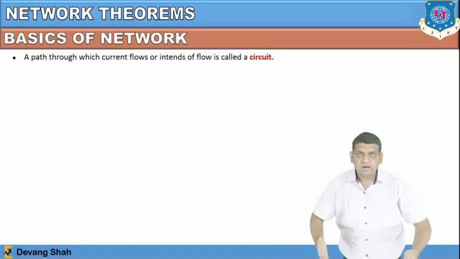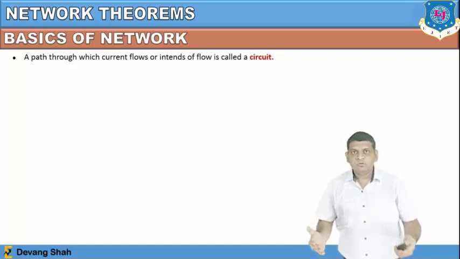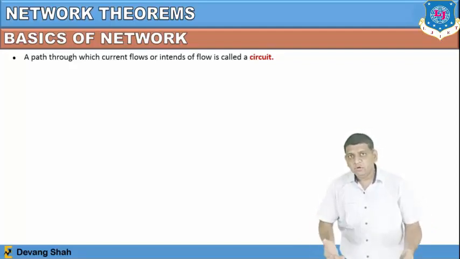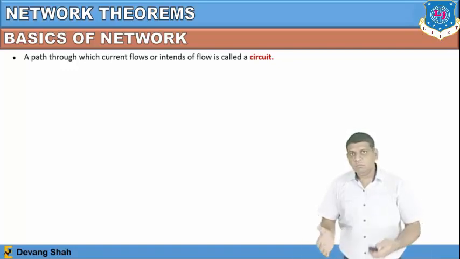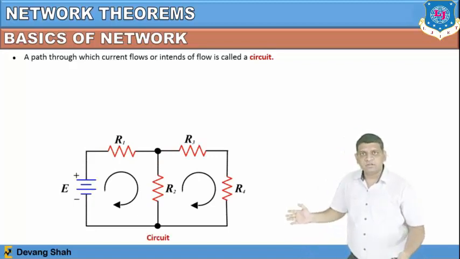First, let's start with the basics of the network, which you can also consider as a circuit, and the different parts of the circuit. What is a circuit itself? A path through which current flows or intends to flow is defined as a circuit. The current must follow a closed path. You can see an example of a circuit here.